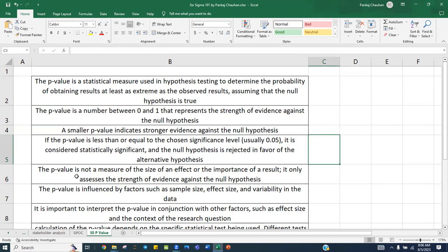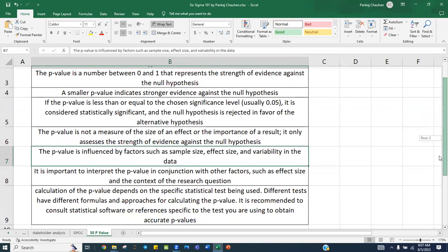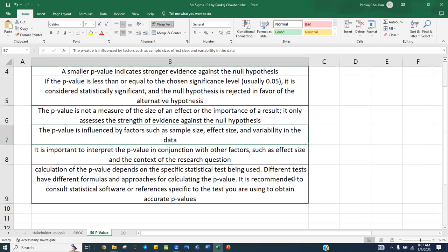The p-value is not a measure of the size of an effect or the importance of a result, but it assesses the strength of evidence against the null hypothesis, how strongly you are rejecting the null hypothesis or failing to reject it. The p-value is influenced by the sample size, the effect size, and the variability in the data. It's important to interpret the p-value in conjunction with other factors like sample size and the question or hypothesis you are trying to prove.